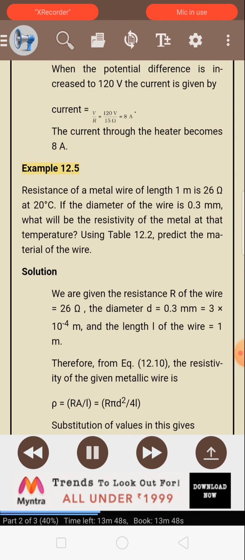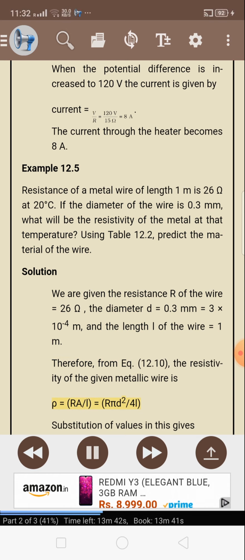Example 12.5. Resistance of a metal wire of length 1 meter is 26 ohms at 20 degrees Celsius. If the diameter of the wire is 0.3 millimeters, what will be the resistivity of the metal at that temperature? Using Table 12.2, predict the material of the wire. Solution. We are given the resistance R of the wire equals 26 ohms, the diameter D equals 0.3 millimeters equals 3 × 10^-4 m, and the length L of the wire equals 1 meter. Therefore, from Eq. 12.10, the resistivity of the given metallic wire is ρ = RA/L = Rπd²/4L.